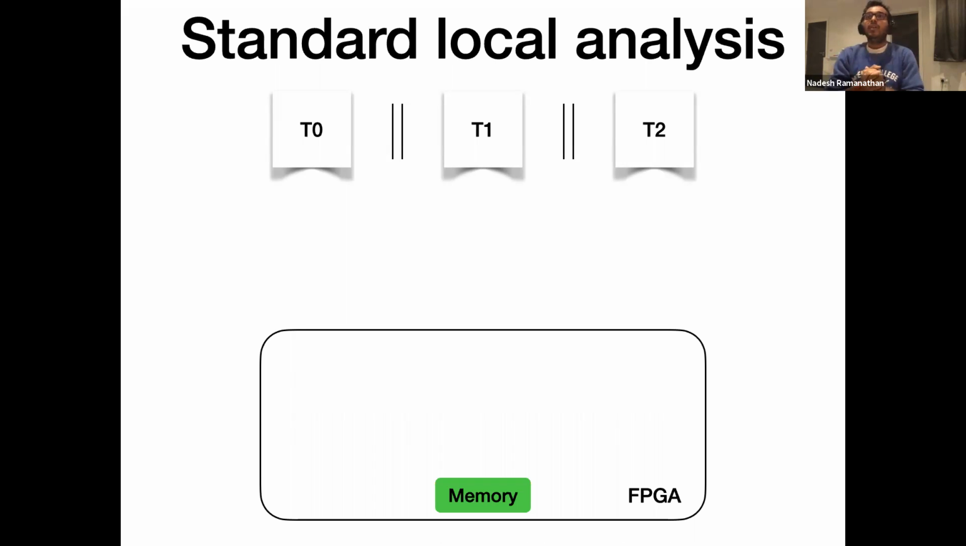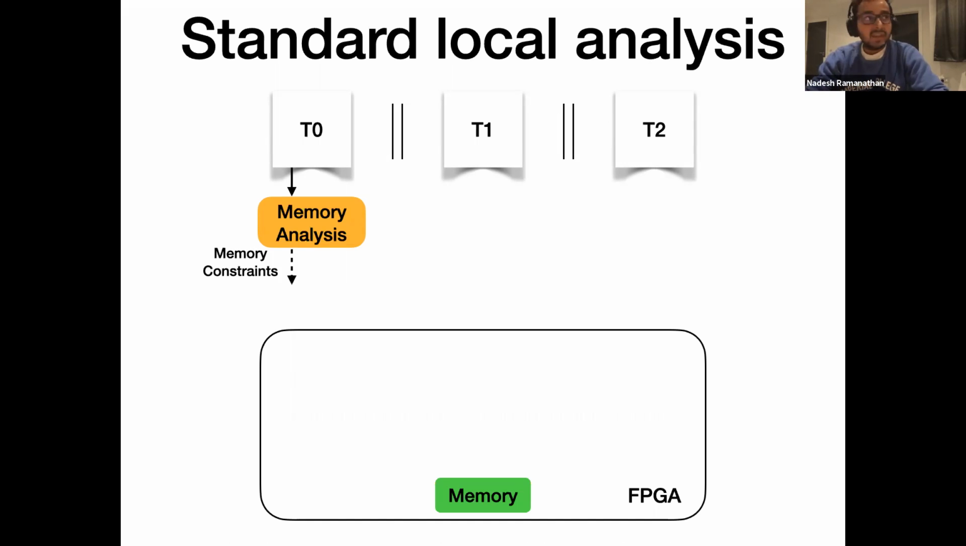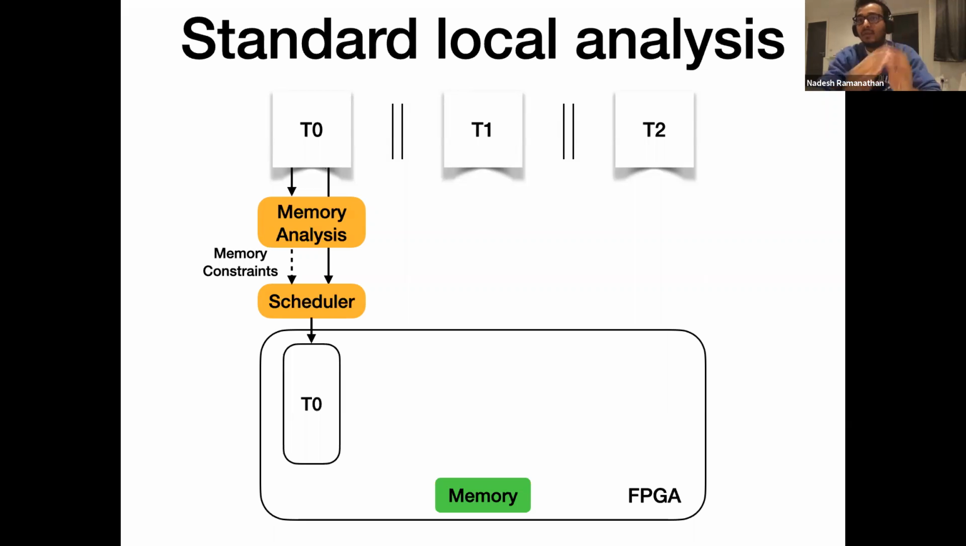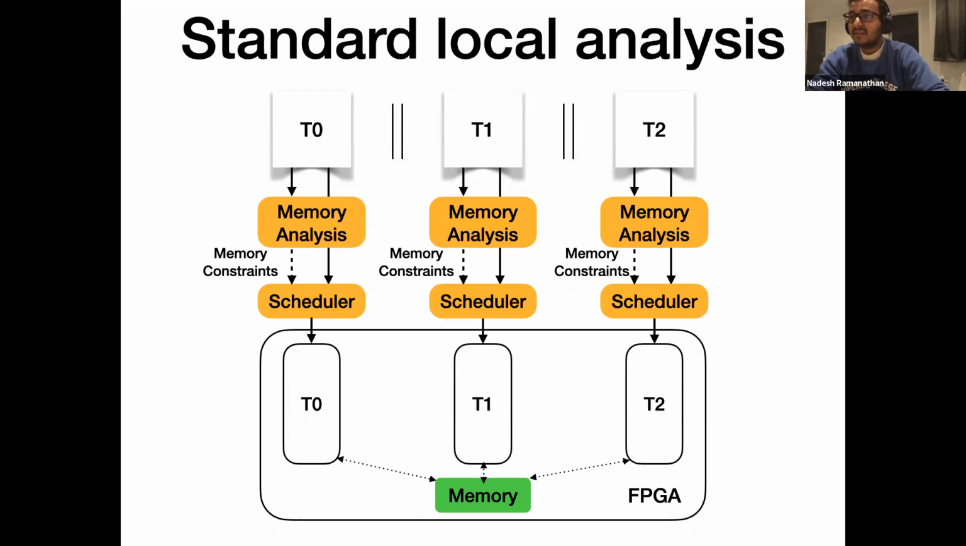What I mean by standard local analysis here is what a LegUp compiler will do, right? It has three threads. You first look at the first thread, do some alias analysis, and figure out whether it has any aliasing constraints. Then it will pass the memory operations to the scheduler, and that will result in a schedule on one particular compute unit, which is then wired to shared memory if required, right? And so what happens then is it will look at each of these threads one by one and do the same operation.